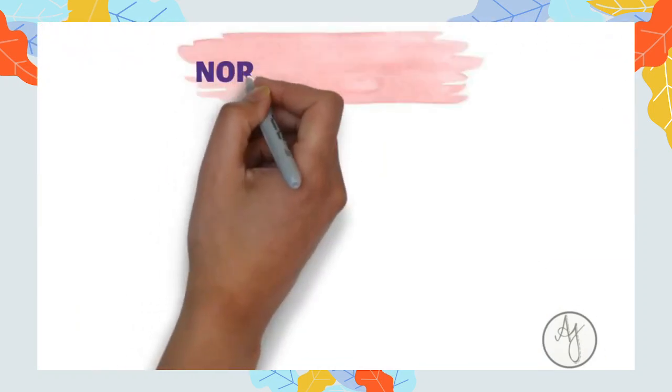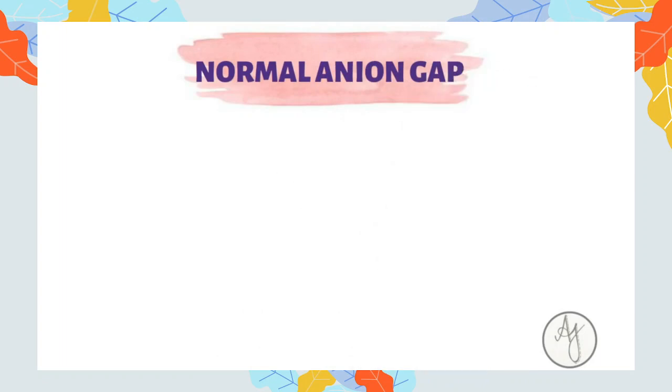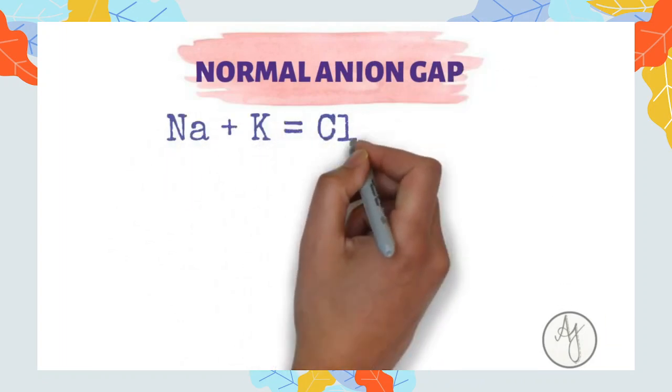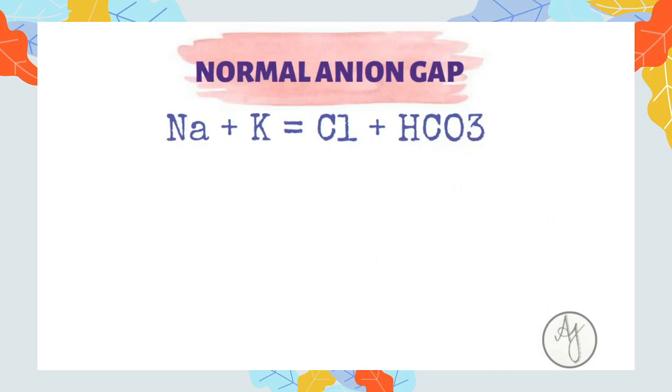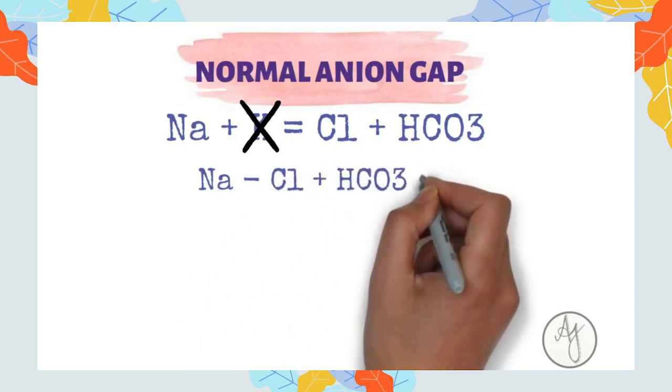So what is the normal anion gap? Let's bring the formula back. Sodium plus potassium equals chloride plus bicarbonate. But in most labs, only the sodium value is taken because potassium is proportionately less in the serum. So this is what the formula should look like. Sodium minus chloride plus bicarb equals 0.